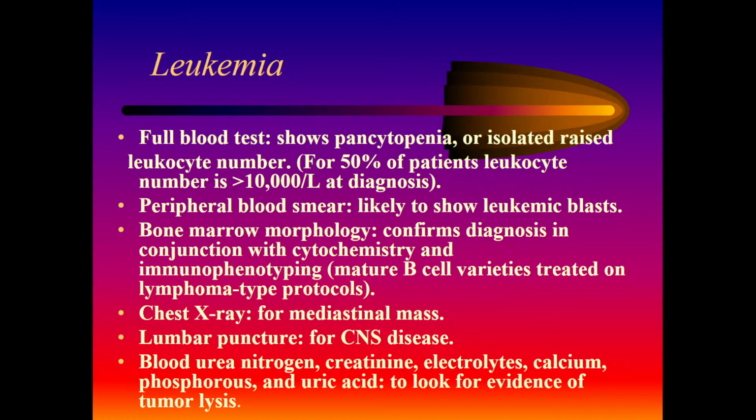Bone marrow morphology confirms diagnosis in conjunction with cytochemistry and immunophenotyping. Mature B cells are treated by lymphoma type protocols. Chest X-ray for mediastinal mass examination. Lumbar puncture to determine CNS disease. Blood urea nitrogen, creatinine, electrolytes, calcium, phosphorus, and uric acid to look for evidence of tumor lysis.